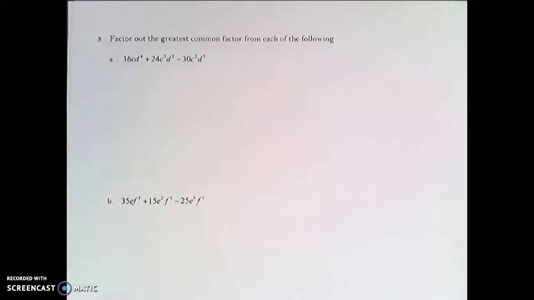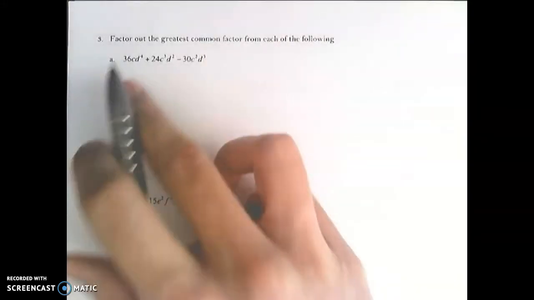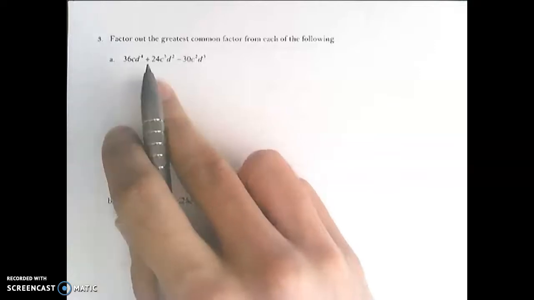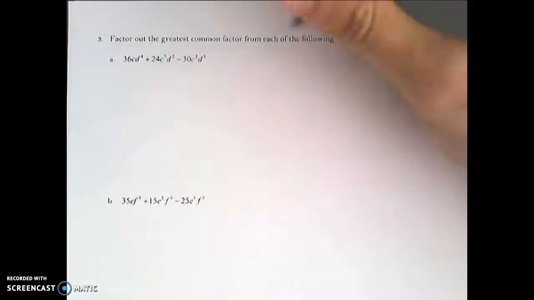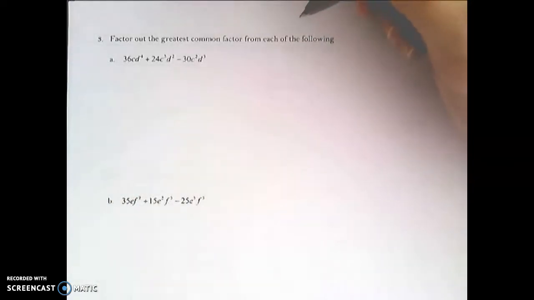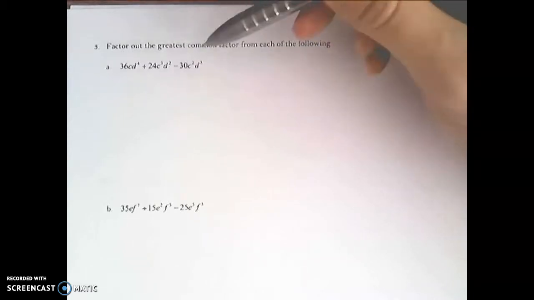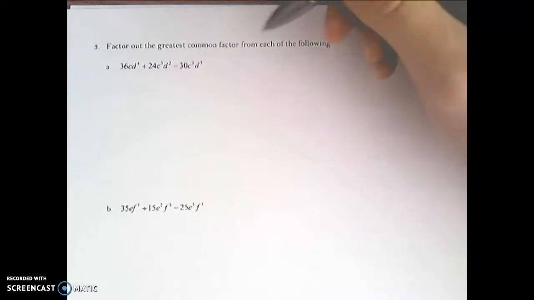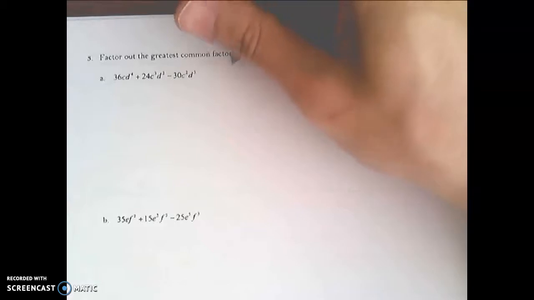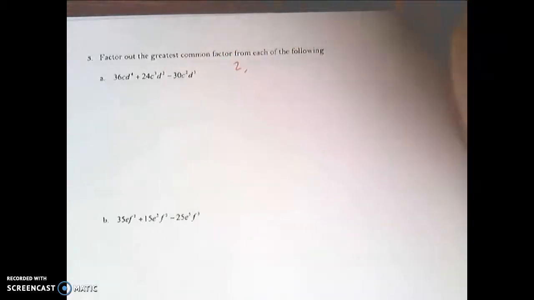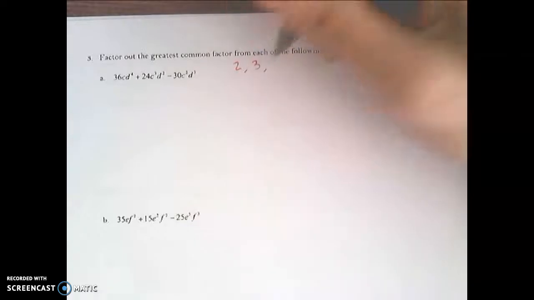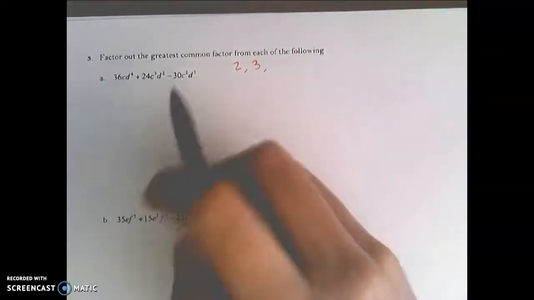So let's try a few examples. Here I want to find the greatest common factor. So we start with numbers. We have 36, 24, and 30. So you want to find out what number goes into each of these. What's the biggest number that goes into each? Well, I know 1 goes into each of them, of course. That goes into any 3 numbers. 2 goes into each of these. They're all even. Let's see. 3 goes into each of them. Does 4 go into each of them? No, it doesn't go into 30.